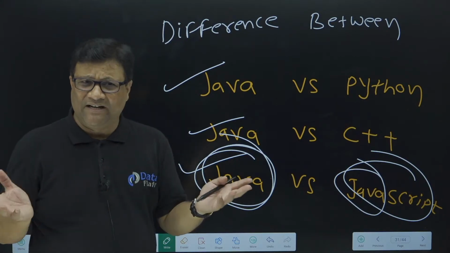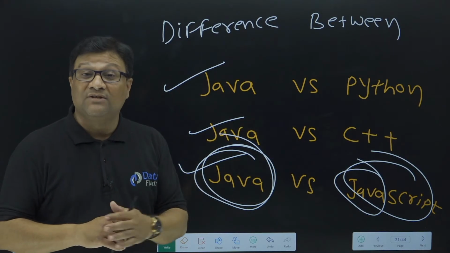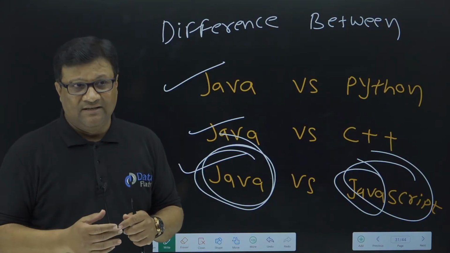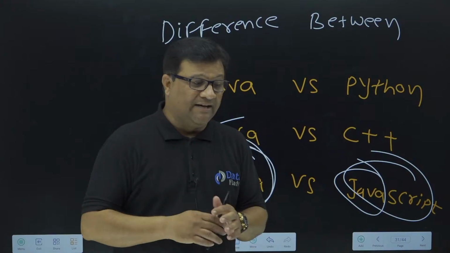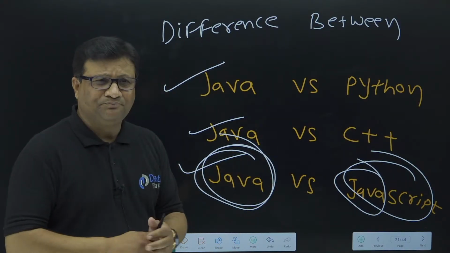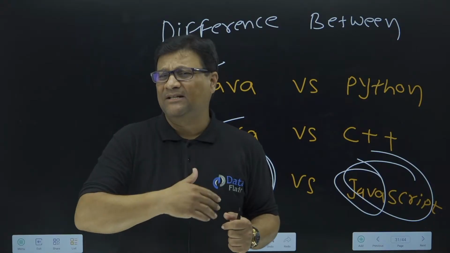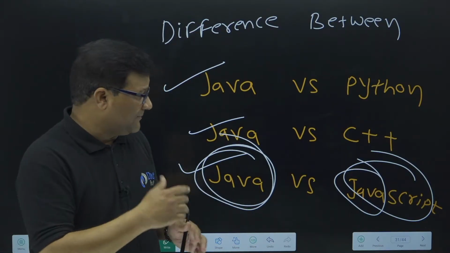And there are a lot of other differences, like the syntaxes are different. JavaScript uses more C++ syntax. So if you have knowledge of C and C++, then JavaScript is easier for you. JavaScript mostly uses C and C++ syntax, while Java has its own syntax and its own capabilities. I'll cover this when I come to the programming part.